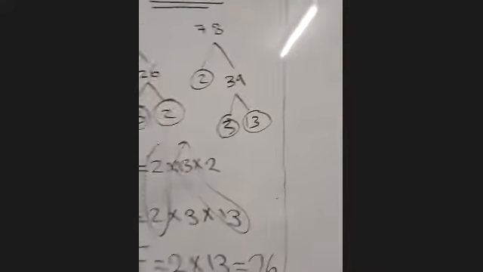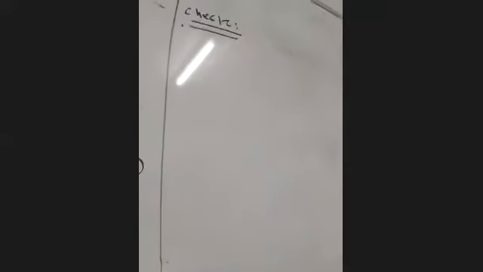Let's go to the check with Ubay. After this example, we have the check. Read, Ubay. Use factor trees to find the GCF of 45 and 75. Good.